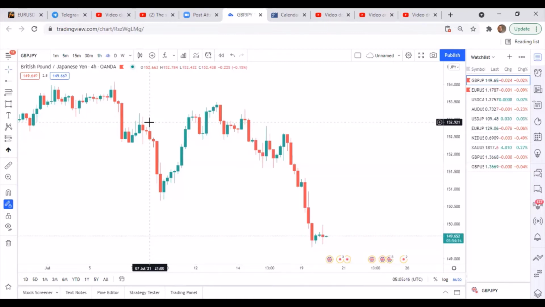So if you are analyzing on the 4 hour, you should be looking at the 15 minutes or 30 minutes for entry. If you analyze on the daily, you should be looking at the 1 hour for entry. If you analyze on the 30 or 15, you should be looking at the 1 minute for entry.